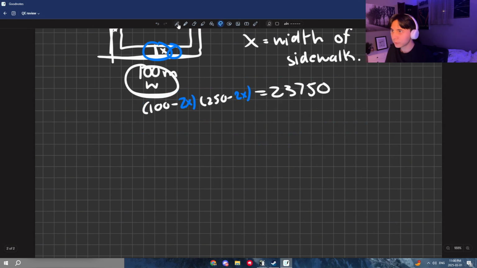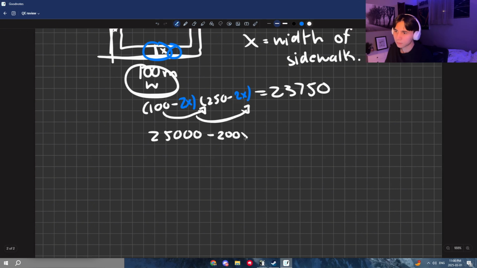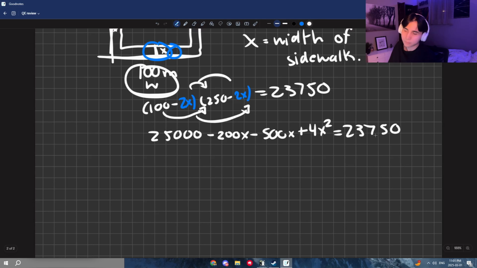So now we have a quadratic equation that models the situation. The way we actually solve this now is we can begin by FOILing. So you're going to get 25,000 minus 200x minus 500x plus 4x squared is equal to 23,750. So now I'm just going to collect like terms.